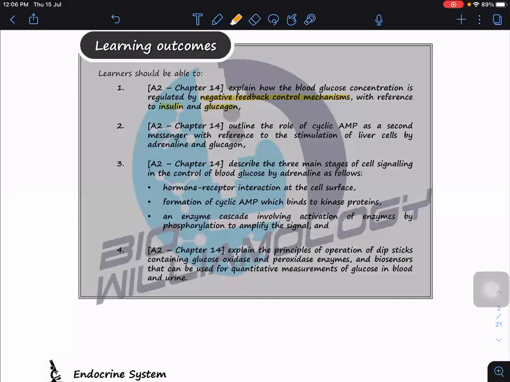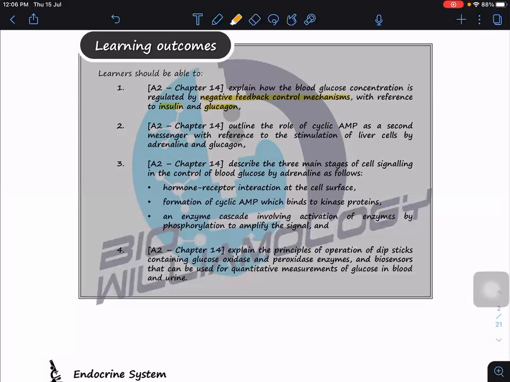We look at this negative feedback control mechanism by reference to insulin and glucagon, these two hormones. Before going to insulin and glucagon, we're also going to learn a little bit of an earlier topic, a repetition, where we look at lipid soluble hormones versus water soluble hormones.